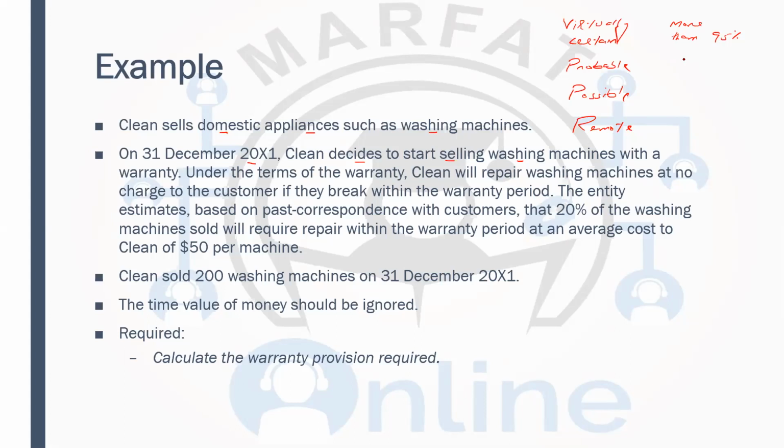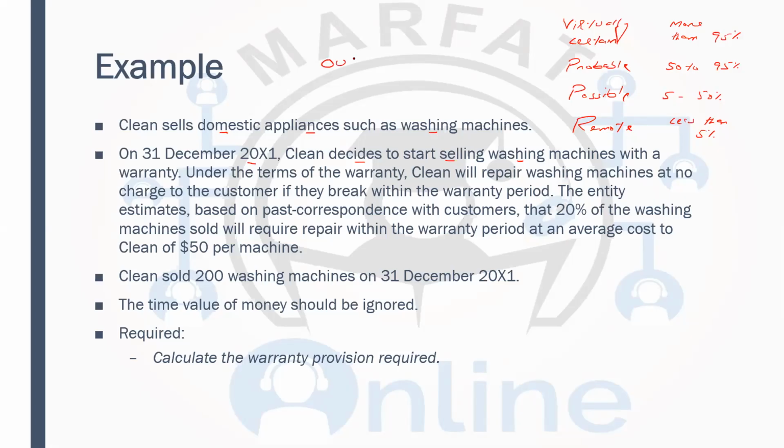When you are talking about probability, it is 50 to 95%. When you're talking about the possibility, it is 5 to 50%, or you can say 5 to 49%, and then remote is less than 5%. So remember this thing when you're talking about the outflows.